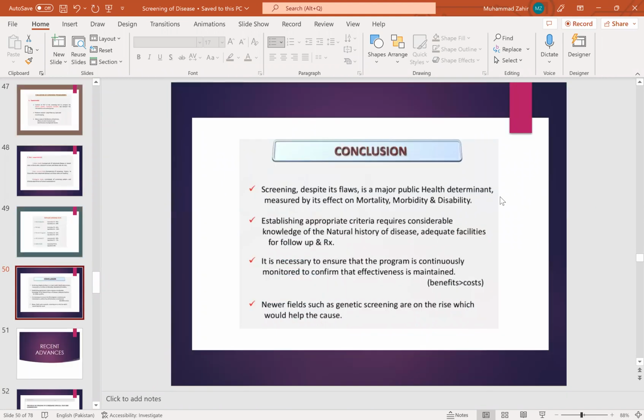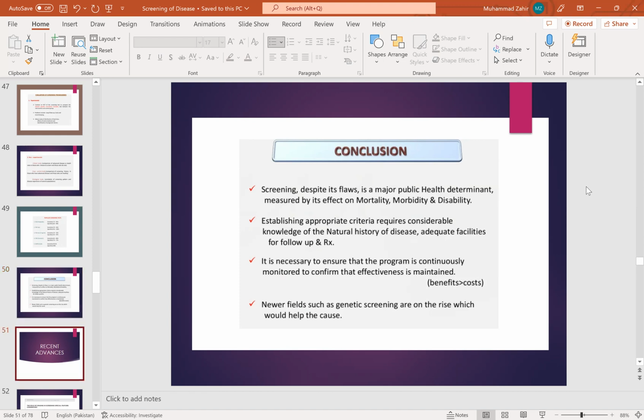Conclusion: screening, despite its flaws, is a major public health determinant, measured by its effects on mortality, morbidity, and disability. Establishing appropriate criteria requires considerable knowledge of the natural history of disease and adequate facilities for follow-up and treatment. It is necessary to ensure that the program is continuously monitored to confirm that effectiveness is maintained, and that benefits are more than cost. Newer tools such as genetic screenings would help the cause.